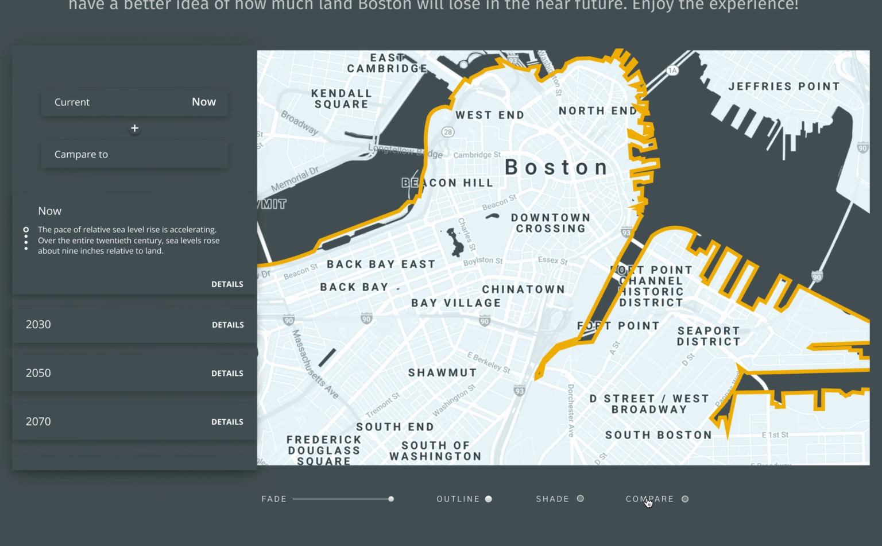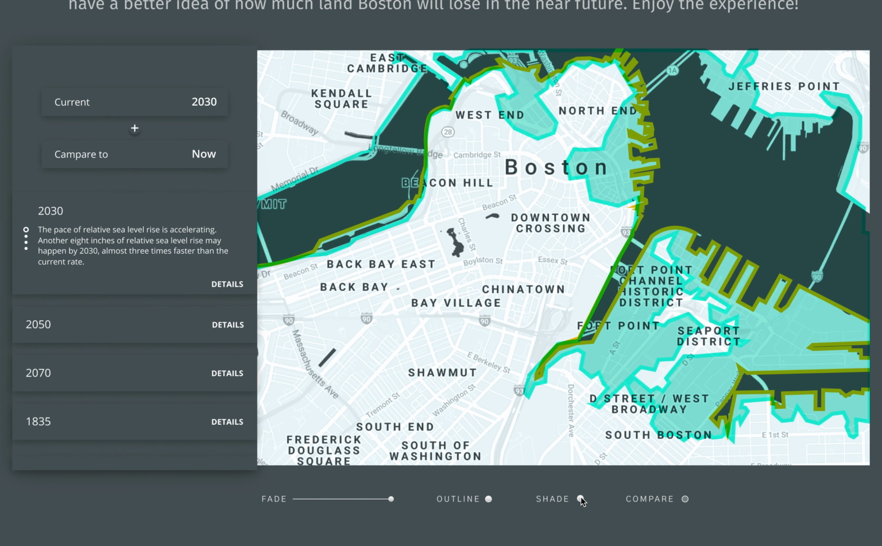Compared to the coastlines nowadays, in 2030, coastlines in Boston start to move inwards. The pace of relative sea level rise is still accelerating. Another 8 inches of relative sea level rise may happen, almost 3 times faster than the current rate. Most of the Seaport District will be flooded by 2030, which is in 10 years. How about in 50 years?